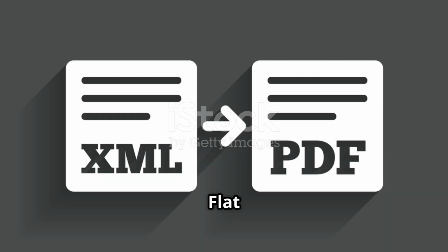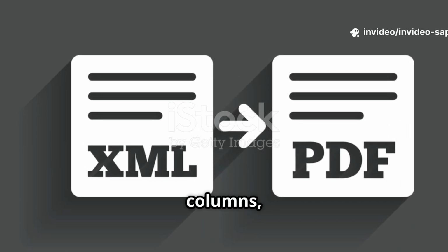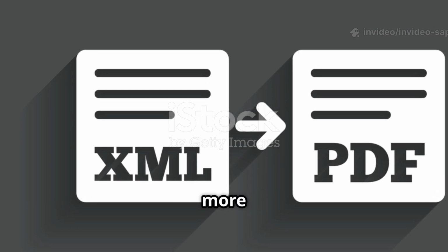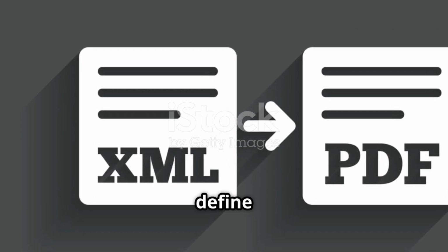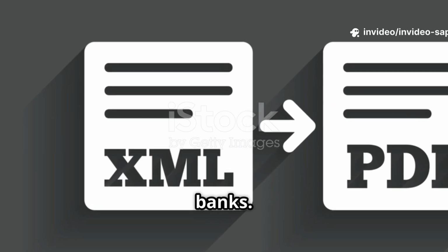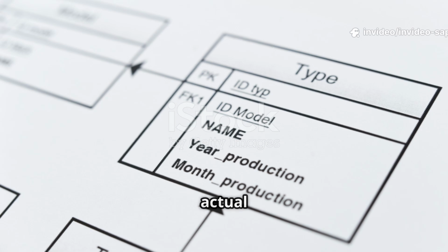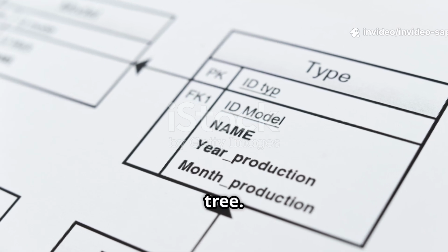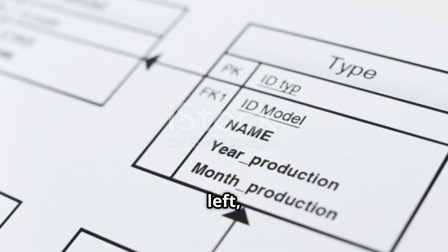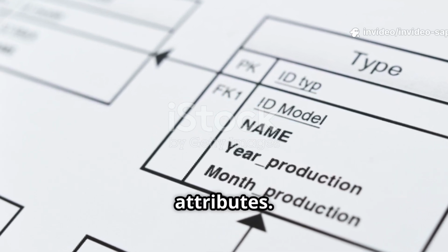Flat files are simple text files where data is arranged in rows and columns, often with fixed lengths or separators. XML files are more structured, using tags to define data elements, and this is becoming a more common standard for modern banks. With the basic properties defined, you can now start building the actual structure of your tree. The DMEE screen is divided into two main parts. On the left, you see the hierarchical tree structure. On the right, you see the detailed attributes.